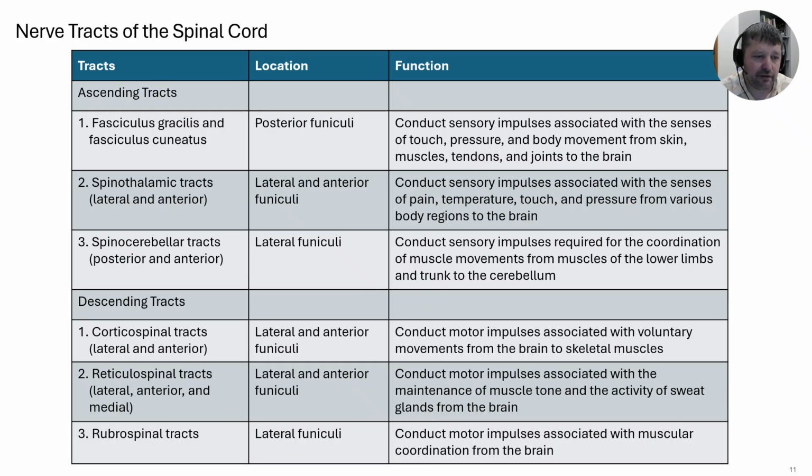Descending, again associated similarly to the ascending, but a little bit different. So descending, the corticospinal tracts are voluntary movement of skeletal muscle.